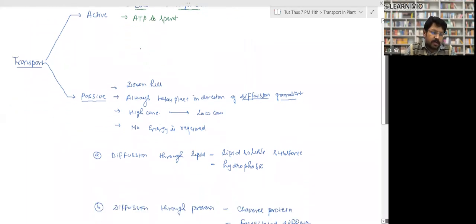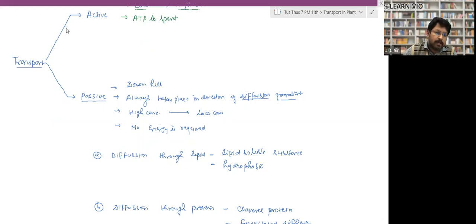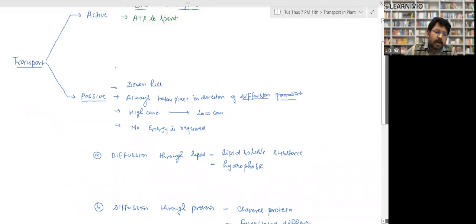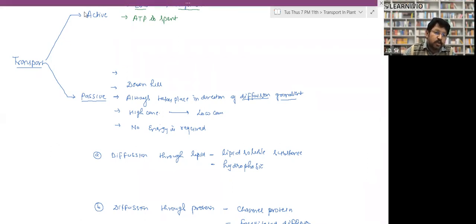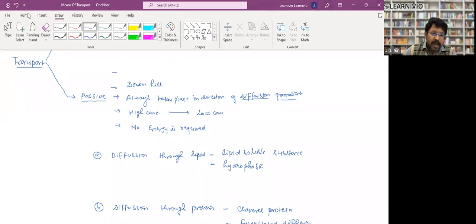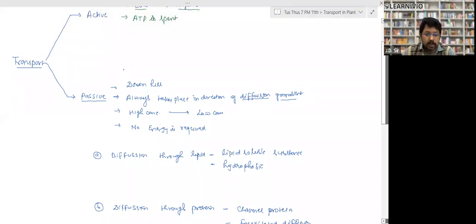Now passive transport. Passive transport takes place in a downhill manner, right? What is the downhill manner? Whenever you come downhill, you need not put much energy into your cycle or car. In the same way, downhill means it takes place in the direction of the diffusion gradient, that is, from high concentration to low concentration. And the third most important thing: energy is not required in passive transport. So this is active transport and this is passive transport.